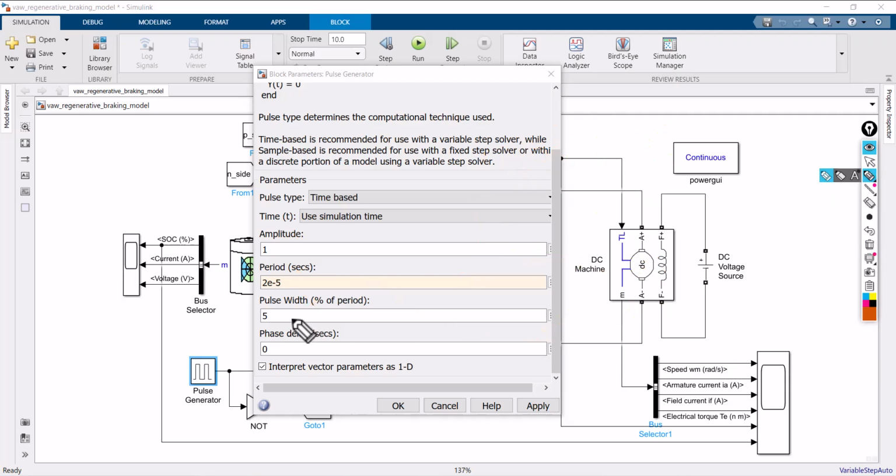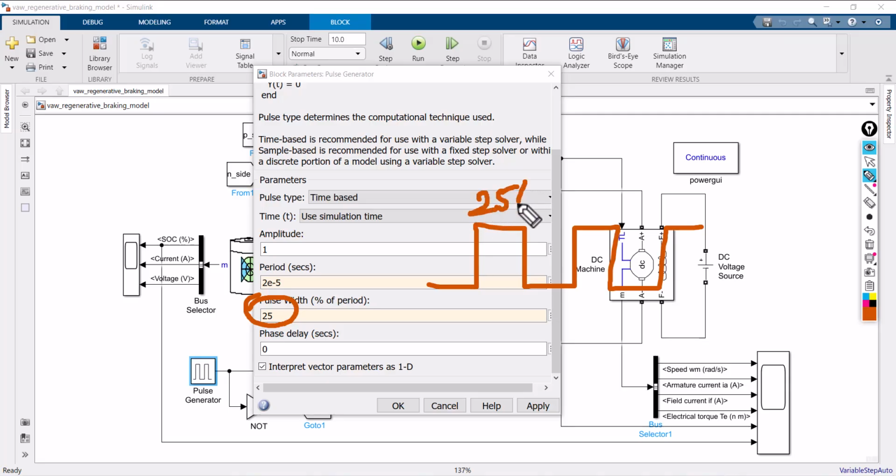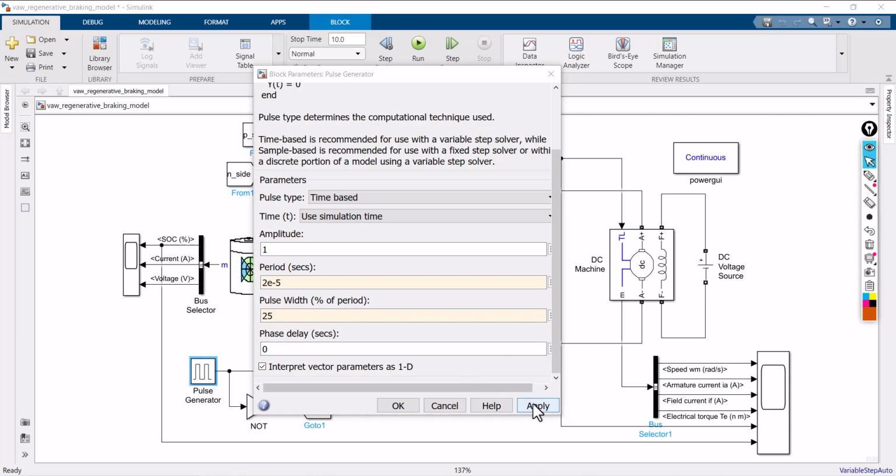Whatever pulse width I'm going to use, let it be 25%, which decides how much time you are going to keep the switch on. If you take the switch on, off, it keeps on going. This pulse width is nothing but the duty value. This 25 refers to 25% of the time I'm going to keep the switch on. The remaining 75% of the time the switch will be in off state. So that is the input I'm going to give for the switches.